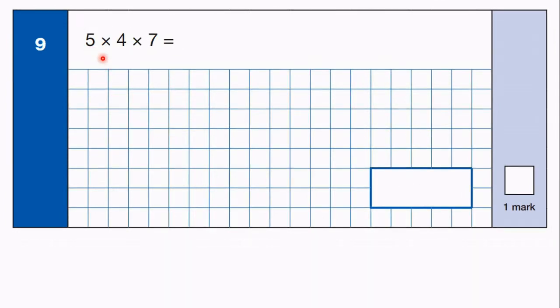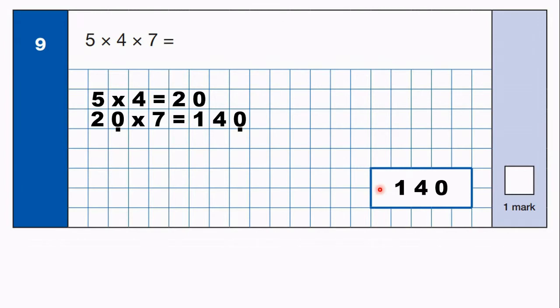Question 9. 5 times 4 times 7. You can multiply numbers in any order, but if we start with 5 times 4, we get 20, and then we need to multiply that 20 by the last number in our question, so we need to work out 20 times 7. That gives us 140, because 2 times 7 is 14, and if we have one end zero in the question, we need one end zero in the answer as well. So 5 times 4 times 7 is 140.